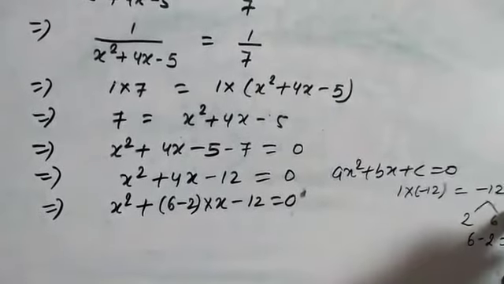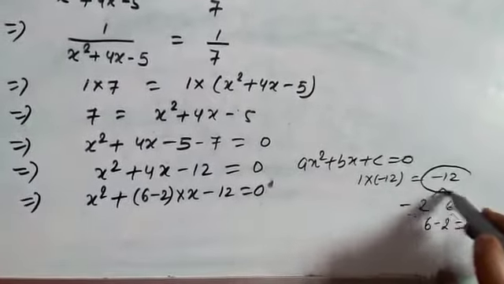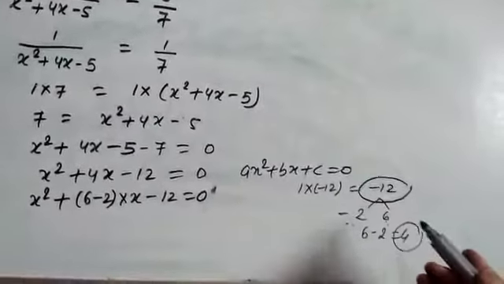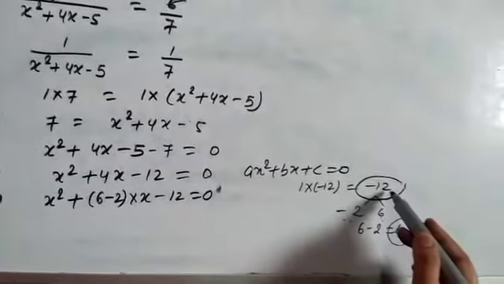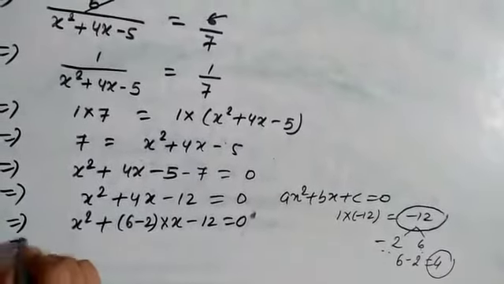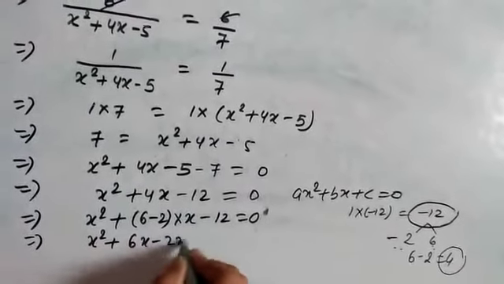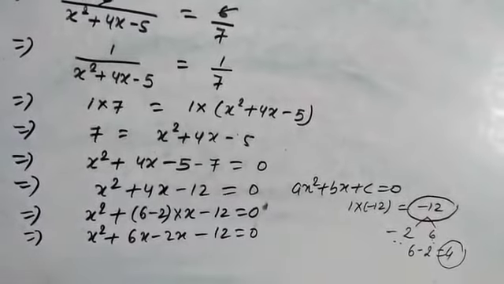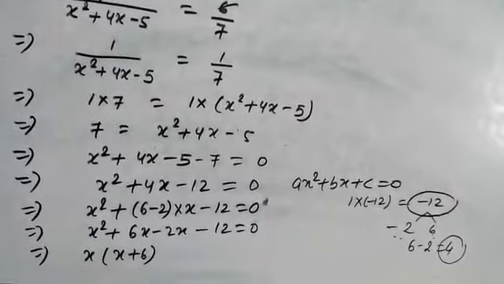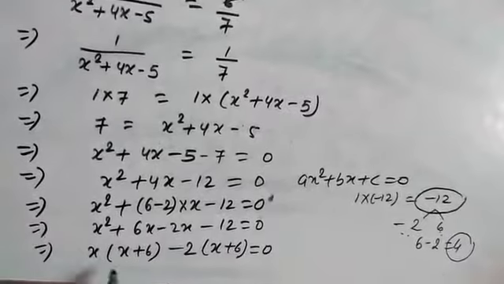When you are finding the factors, check that when we multiply them, it should be minus 12, and when we add them, it should be 4. So when we multiply 6 with minus 2, we get minus 12. And when we add 6 with minus 2, we get 4. So now open the bracket here. x square plus 6x minus 2x minus 12 equals to 0. So take x common: x plus 6. Take minus 2 common: it will also be x plus 6 equals to 0.